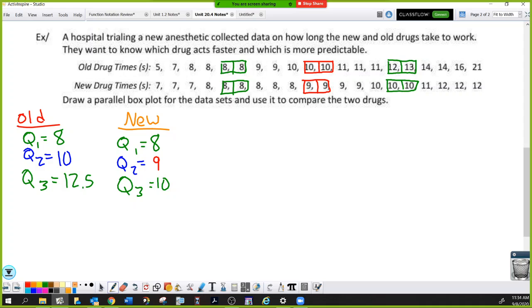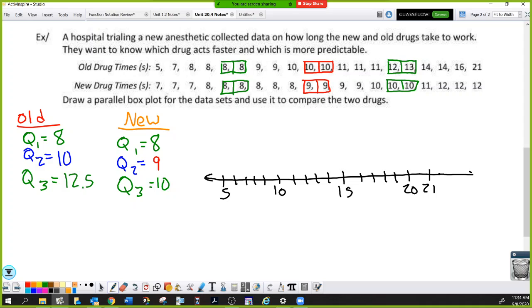Box plot. Parallel box plot. Let me give myself some space. Oh boy, this thing's got to go from 5 to 21. That's a lot of numbers. That's 16 things, isn't it? So let's say we started at 5. There's 10. There's 15. There's 20. There's 21. Picture not drawn to scale. I did my best. Forgive me.